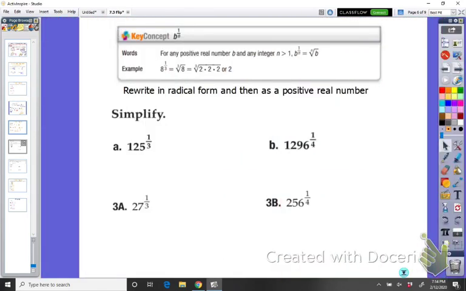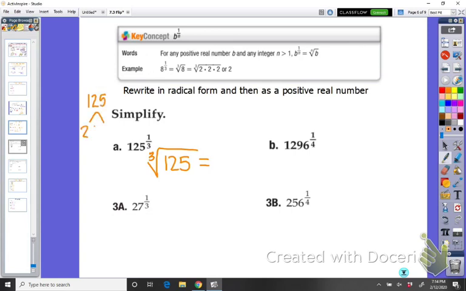All right, then we have to simplify these. So rewrite them in radical form first, and then simplify each one. So if I'm going to the 1/3 power, this means the cubed root of 125, which means some number times itself 3 times is 125. And you can break it down into a factor tree if that helps you.